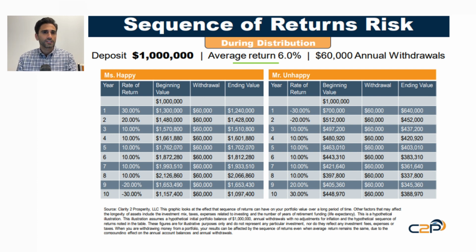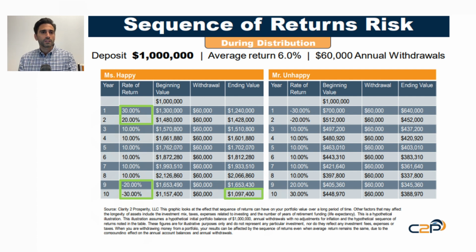The only difference here, since they're in their distribution phase, is that they're now taking $60,000 of annual withdrawals. Miss Happy begins her retirement with a couple good years in the market and ends with a couple bad years. She takes out $60,000 per year and she ends with $1,097,400. So she started with $1 million, took out $60,000 per year, and ended with more than she started with.